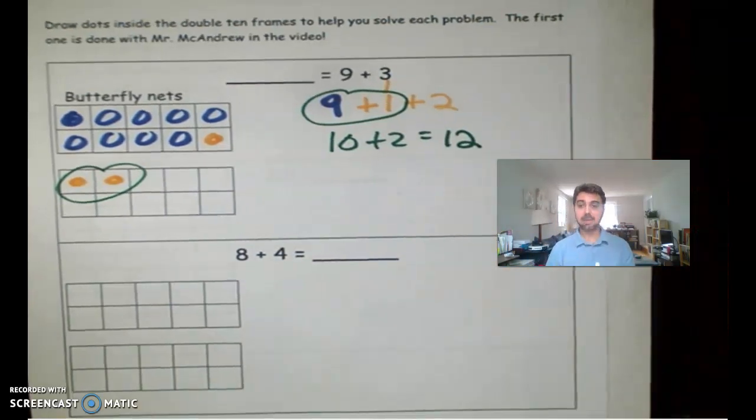Okay? You may have noticed that each day I pick a different number to focus on. Today we're going to be doing numbers that add up to 12. Okay? But you've got to show the work and prove that you know it adds up to 12.